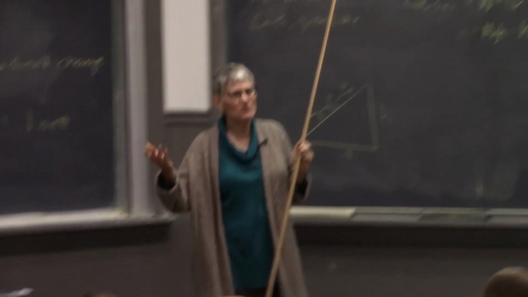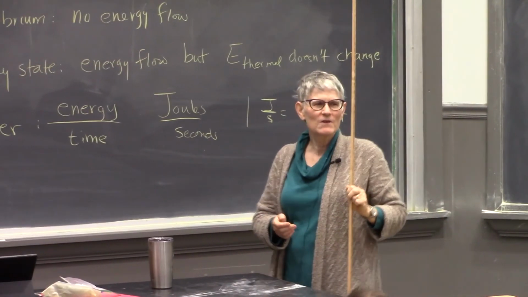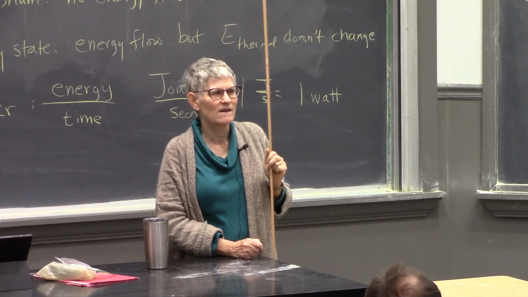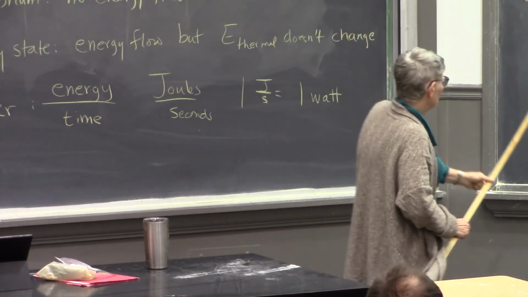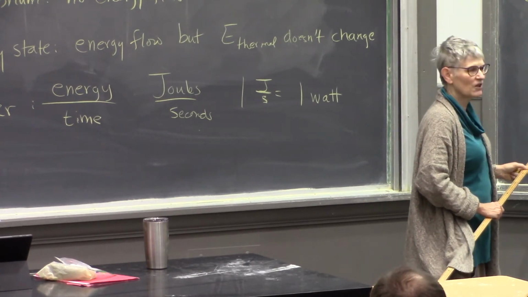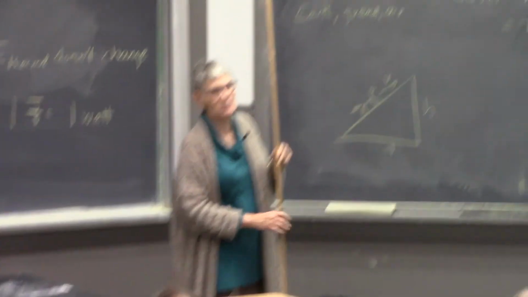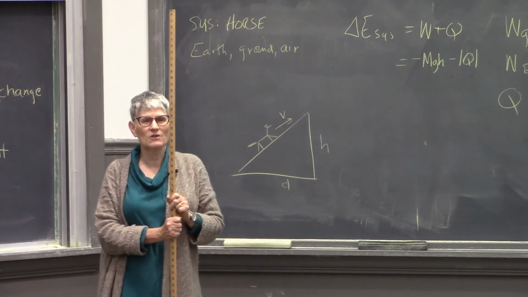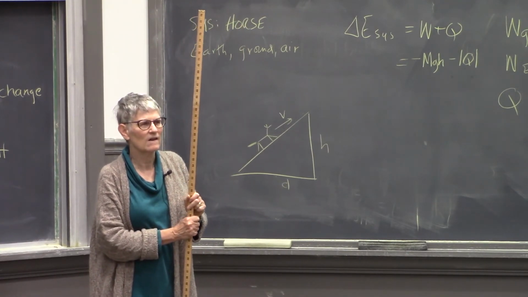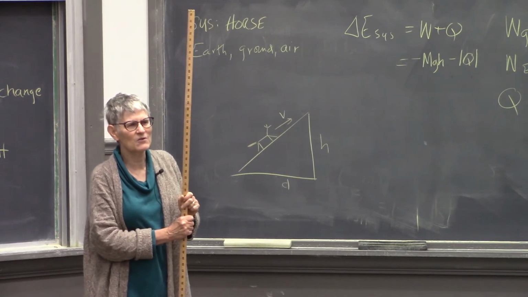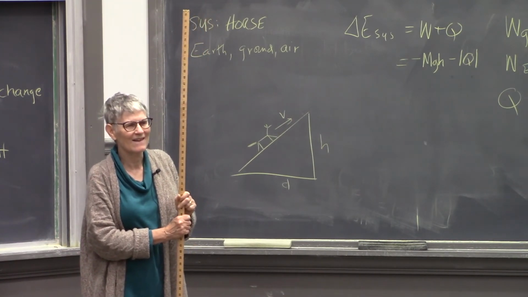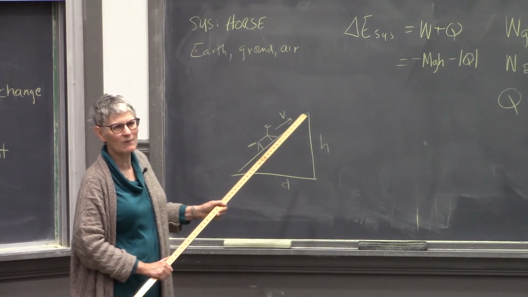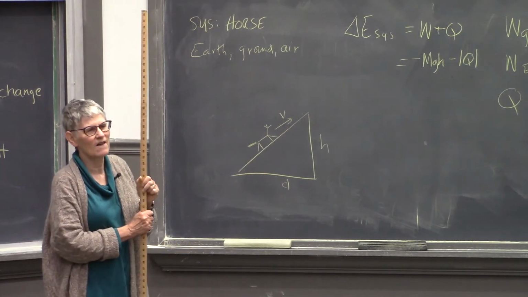Now, the rest energy of the horse doesn't change. Does the horse's kinetic energy change? We're considering, once the horse gets going, there's a tiny change at first, but then it gallops up at constant speed, so is its kinetic energy changing? Is the horse's thermal energy changing? Is its temperature changing? Again, there's an initial transient where it gets hot, but then it's galloping up the hill and its temperature is constant.